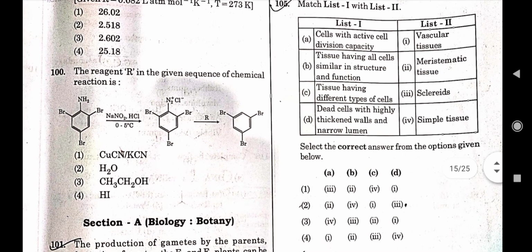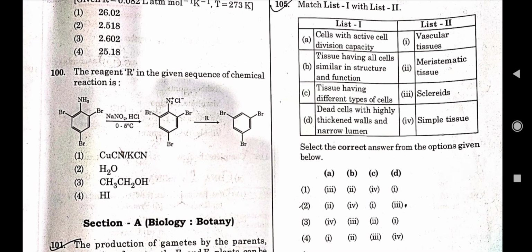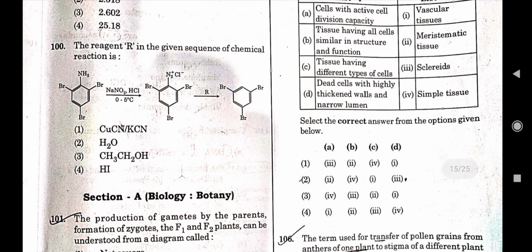Now moving on to the question number 100. The reagent R in the given sequence of chemical reaction is? इसका जो correct option है that is option 3, CH3CH2OH.